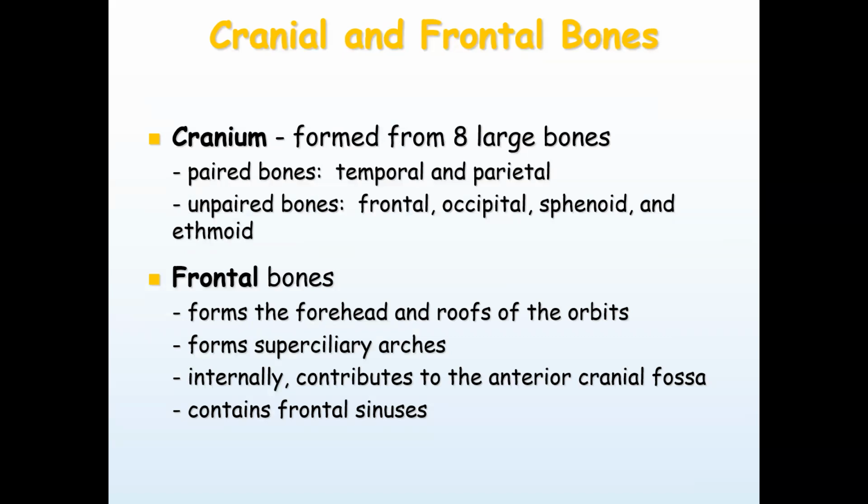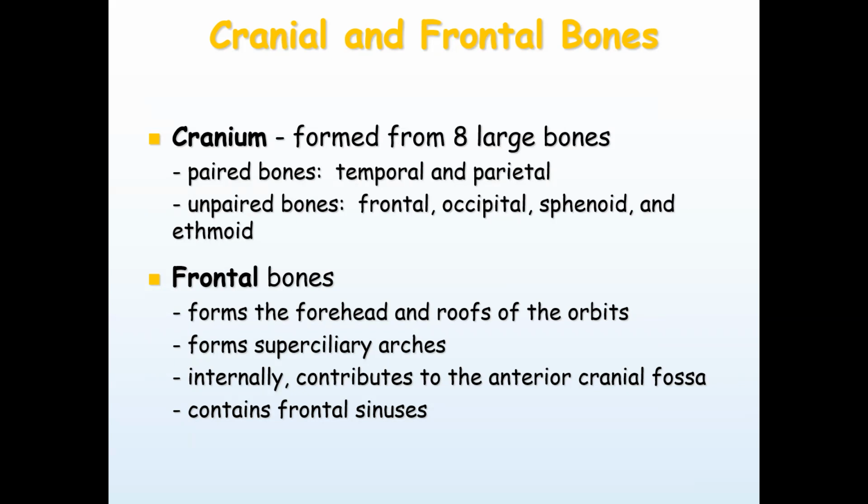Now, your cranium itself is made up of 8 large bones, okay? Some of them are paired, some of them are unpaired. Obviously, paired bones, there are 2 of them. Remember, we are laterally and bilaterally symmetrical. And because of that, we expect whatever is on the left side to be on the right side, right? Now, that's it. Which ones are paired? Which ones are unpaired?